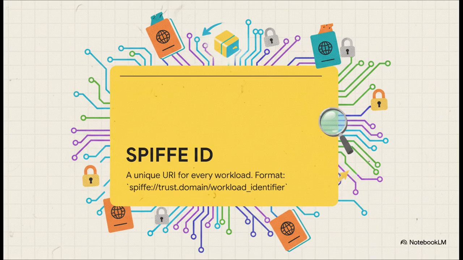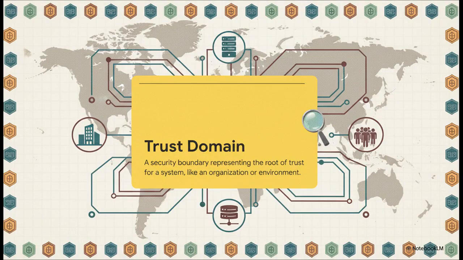Okay, at the absolute heart of it all is the SPIFFE ID. It's a simple, structured string, a URI, that gives every single piece of software, what we call a workload, its own unique, unambiguous name. It's basically like a universal passport number for your code. It follows this really clear format, spiffe:// then a trust domain, and then a specific identifier for the workload itself.